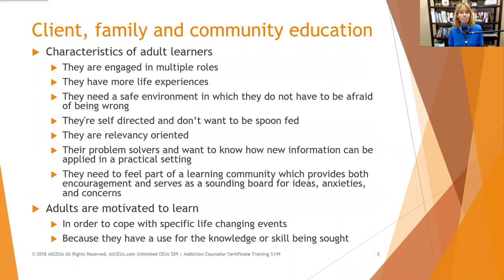Characteristics of adult learners. They're engaged in multiple roles. They may be parents, they may be employees, they are somebody's child, they are somebody's friend, maybe somebody's spouse. There are a lot of different things that they are. They have more life experiences than, say, children. So we don't have to explain down to the nth detail everything. But on the other hand, they can contribute a lot. They can say, oh, that reminds me of a time when, or is it like when this happens? And they can relate it to something meaningful to them.